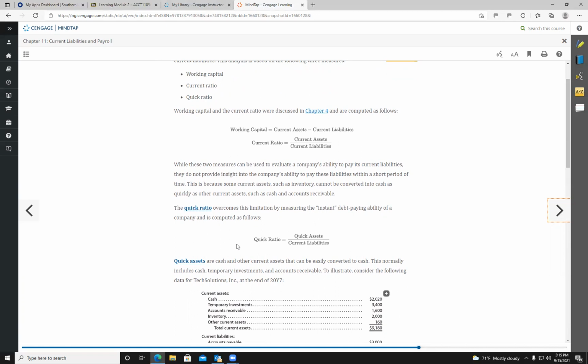So what are quick assets? Quick assets are cash and other current assets that are easily converted into cash. This normally includes temporary investments and accounts receivable.